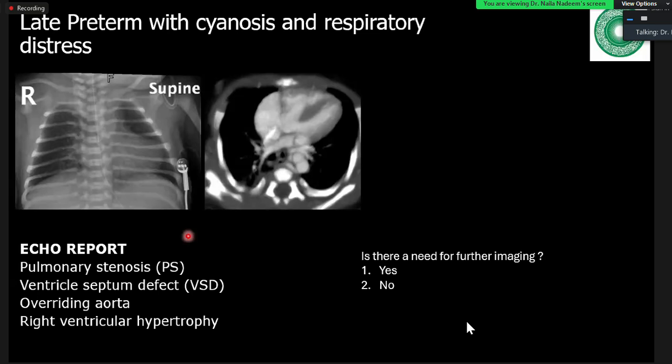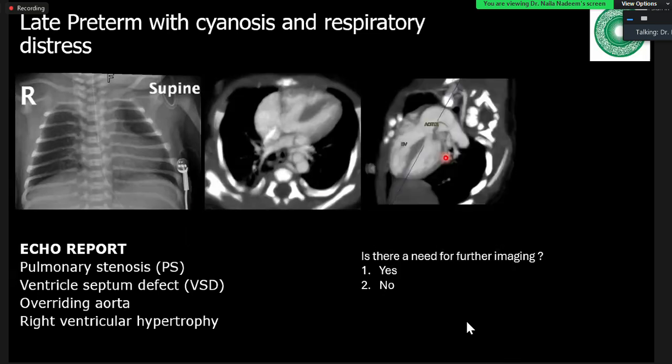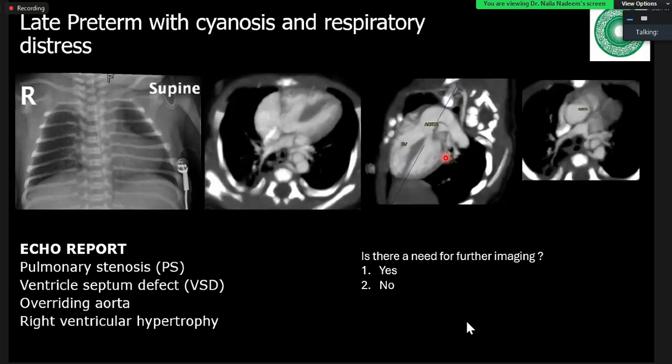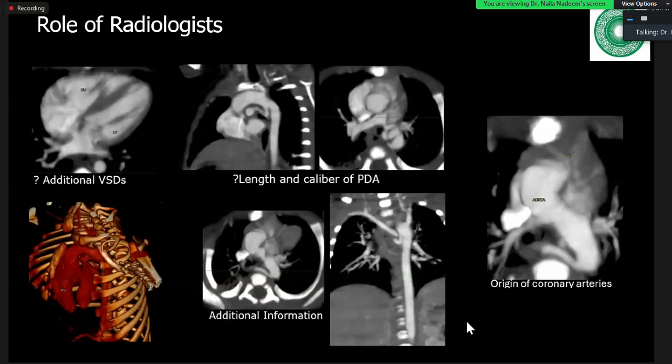Okay, we did a CT scan which shows beautifully the ventricular septal defect with overriding of the aorta and, of course, the pulmonary artery stenosis. So this is the overriding, this is the septal defect, this is the pulmonary artery stenosis with right ventricular hypertrophy. So our worthy cardiologists already know how further we can help.